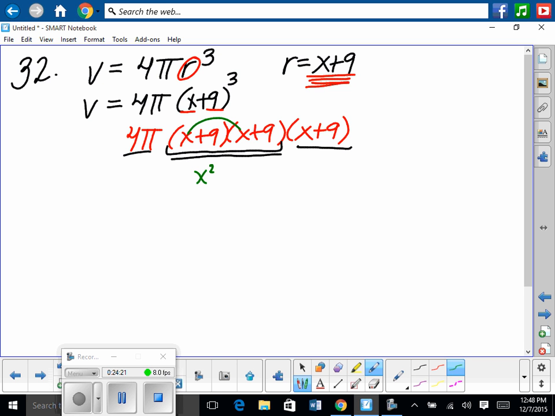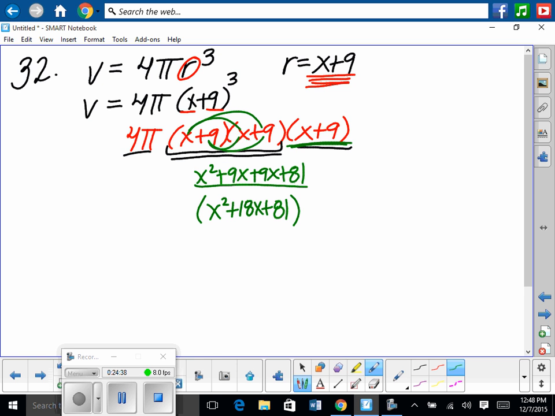So x times x is x squared, x times positive 9 is positive 9x, 9 times x is positive 9x, 9 times 9 is positive 81. I'm going to combine like terms on this: x squared plus 18x plus 81. Now from here, I'm going to multiply in this piece. I'm still ignoring this piece, but I'm going to take this x plus 9 and multiply that in, just multiplying this all together piece by piece.